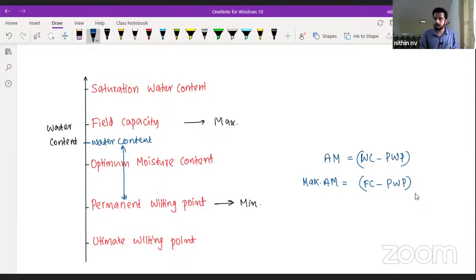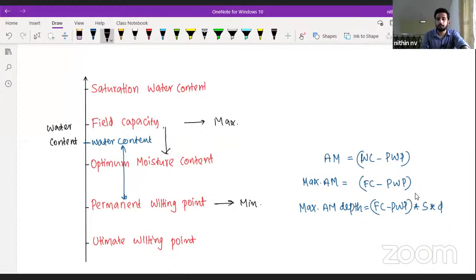which is in percentage or in decimal because it is water content. We can also tell that in terms of depth. Means if they are asking what is the maximum available moisture depth, we can convert this decimal value into an equivalent depth value by multiplying with specific gravity and effective depth of root zone. So this is the maximum available moisture depth. There is another term, readily available moisture depth. This is nothing but the other part. This is known as readily available moisture depth.